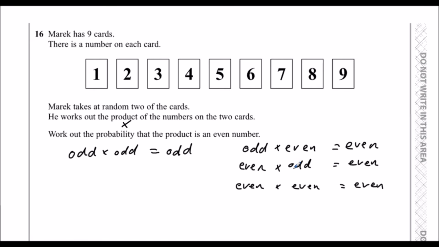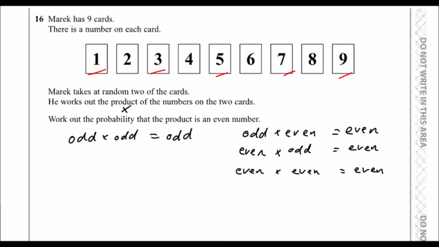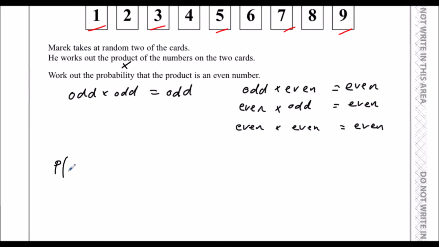So we've got 2 options, 2 ways of doing this. We can find the probability of odd times even, even times odd, even times even, and add them all together. Or we could do the probability of odd times odd and do 1 minus that answer, which is a quicker method. So we'll go with that. So the probability of an odd, there are 1, 2, 3, 4, 5 odds out of the 9 numbers. So probability of odd, then odd, is 5 out of 9 for the first pick.